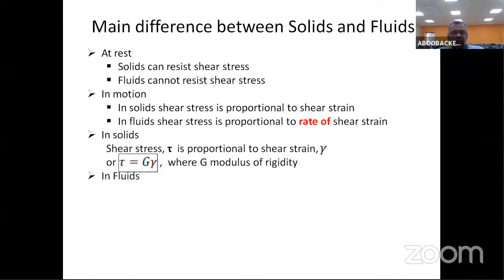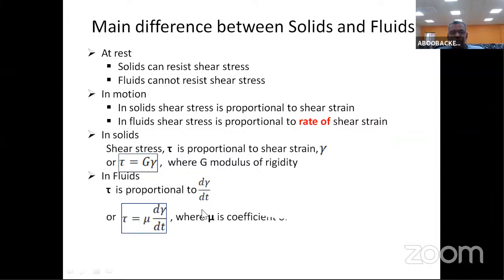And in fluids, tau is proportional to d by dt of gamma, the rate of change of gamma. It is equated by introducing a physical constant: tau is equal to mu d by dt of gamma. This is the rate of shear strain, where mu is the viscosity or coefficient of viscosity. So that is the main difference between solid and fluid.